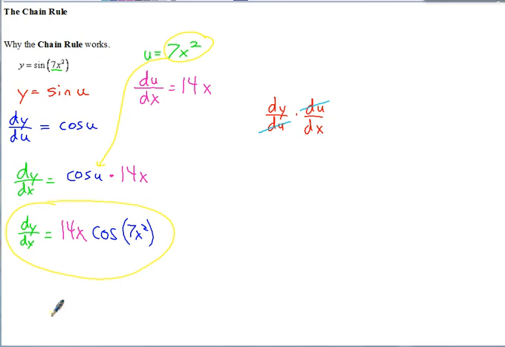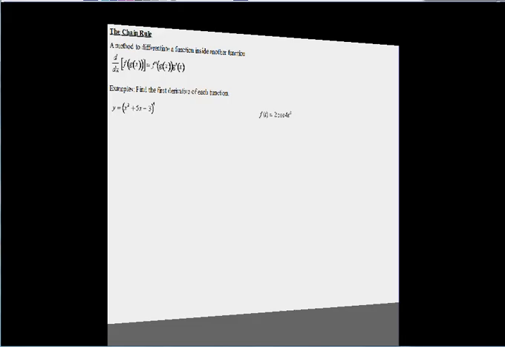So anytime you have a function inside another function, you can use the chain rule. You can do it this way. This always works. But there is a faster way of doing this without having to go through this entire process every single time you need the derivative. And that's what this next formula shows us.